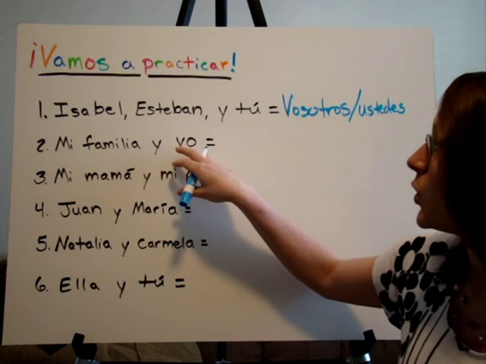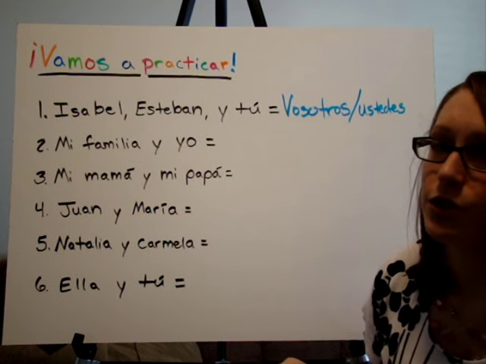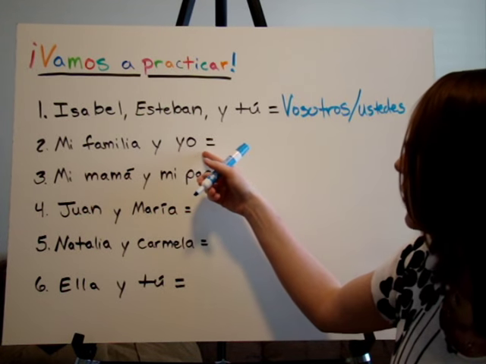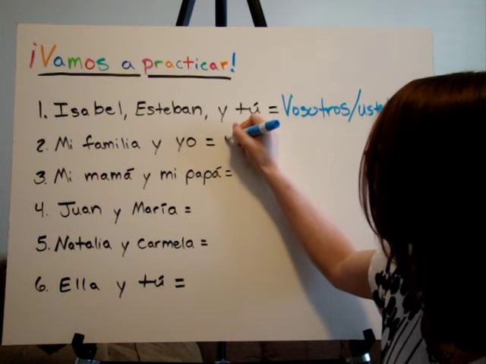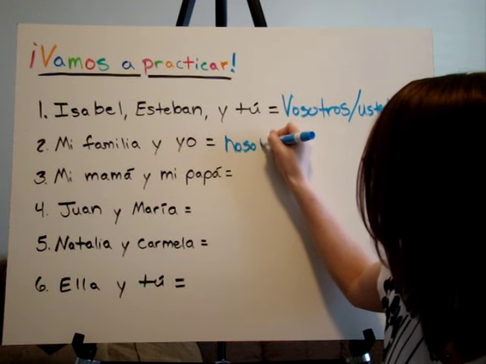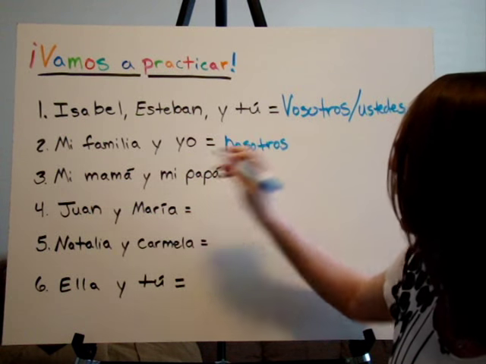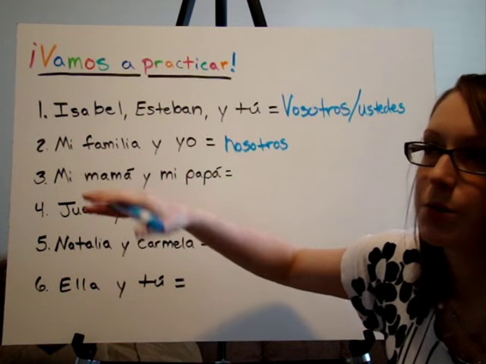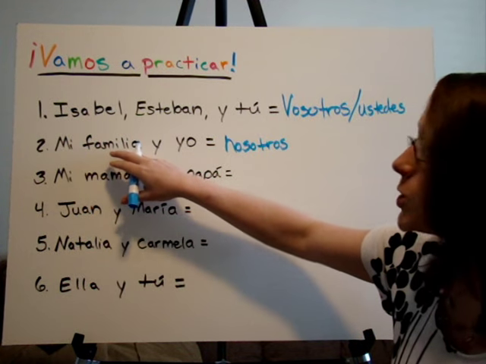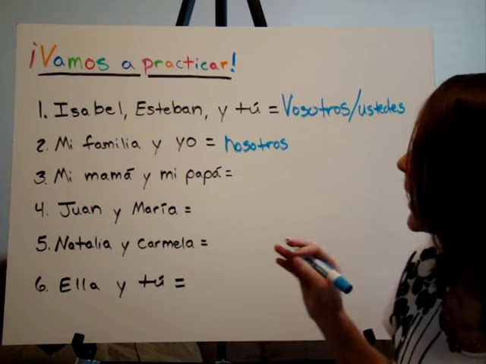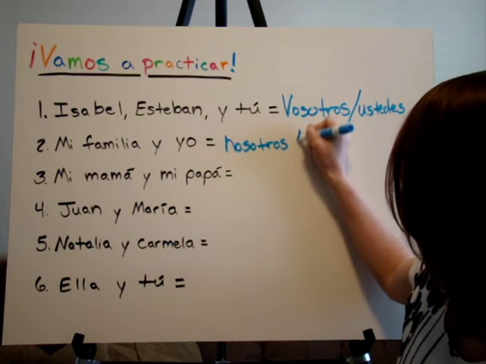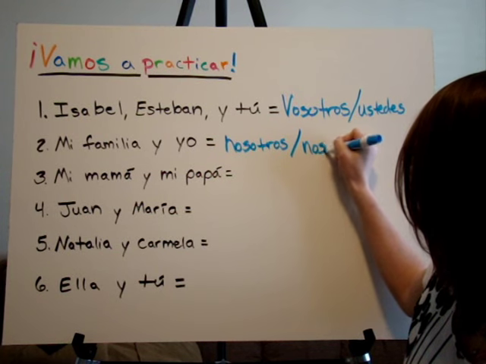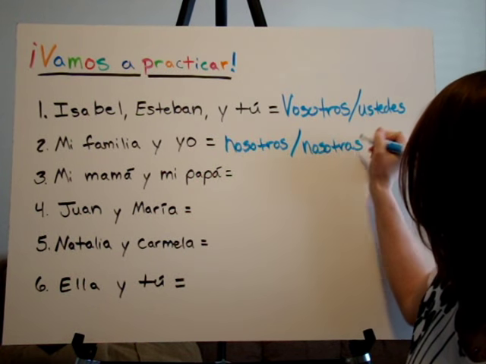Mi familia y yo. There's actually two options here as well. You are involved in this group, so it is going to be we, nosotros. However, familia is always feminine, even though it's a group of people that most times would be mixed-gendered. It just is feminine. So ladies, if you are a part of this group and you're saying the sentence, then you would actually say nosotras.